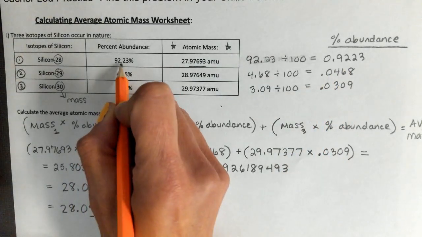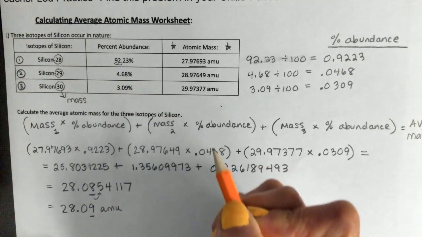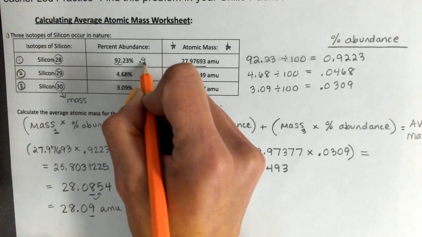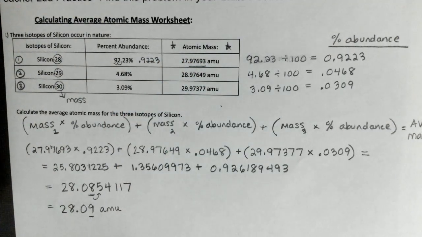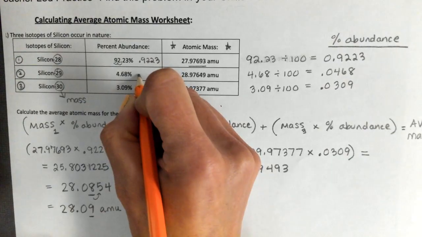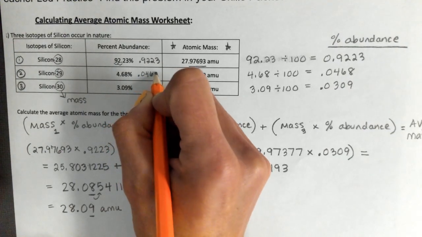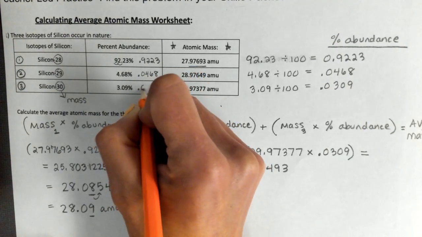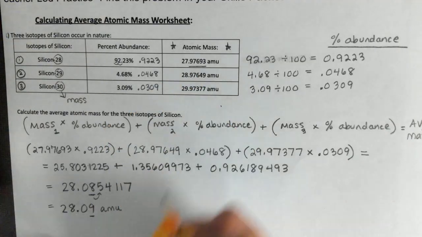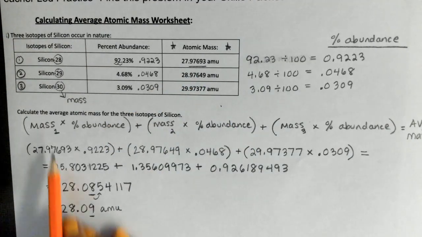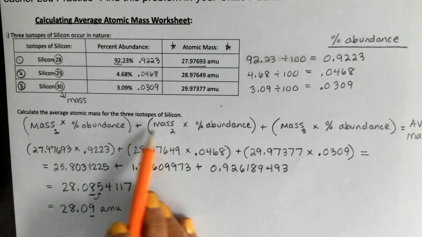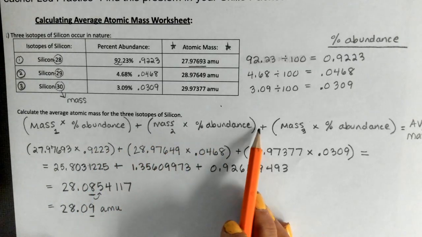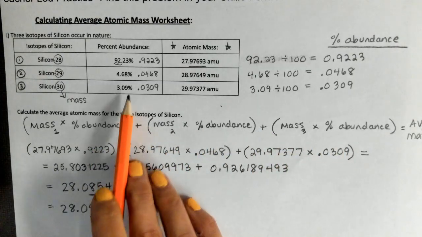The shortcut is you just take your decimal point and you move it over 2 placeholders, and that will give you the decimal percent abundance. It's the same thing as dividing it by 100. Okay, so I'm going to go ahead and do that right now so we can see all of those numbers. All right, so all we're going to do is take our mass, multiply it by the percent, and we're going to do that for how many isotopes we have. In this example, we have 3.